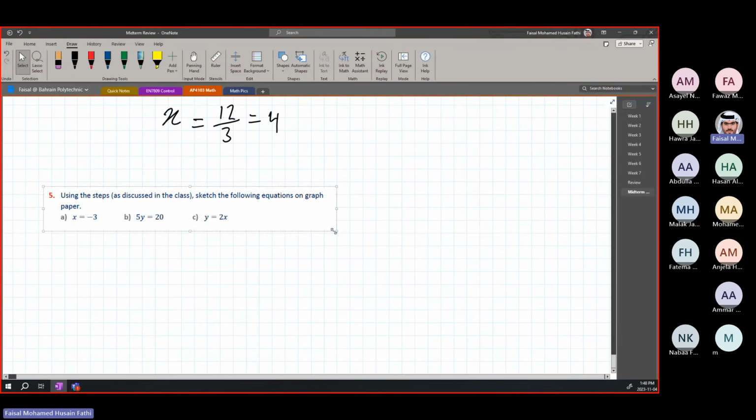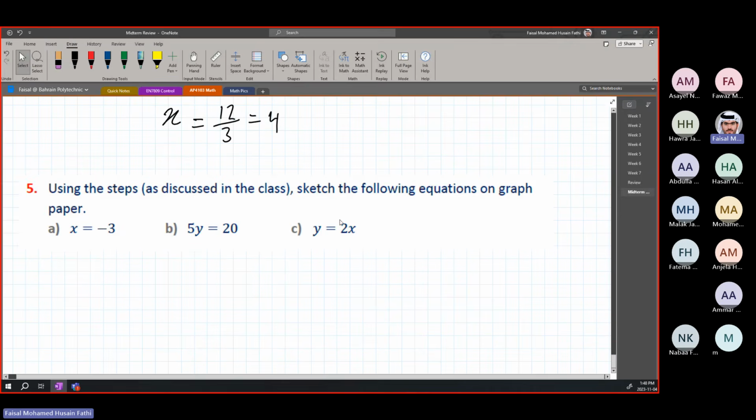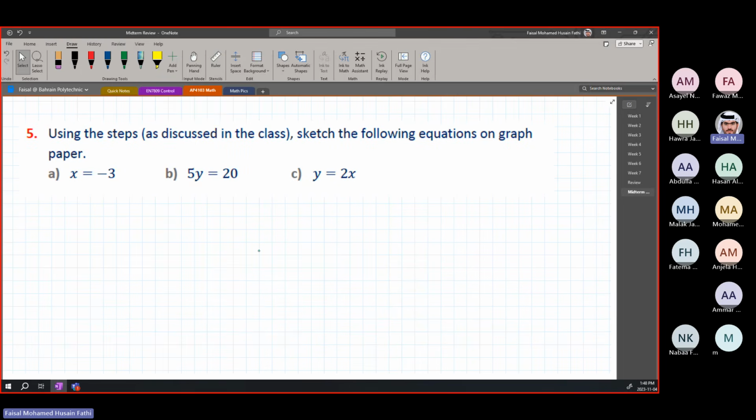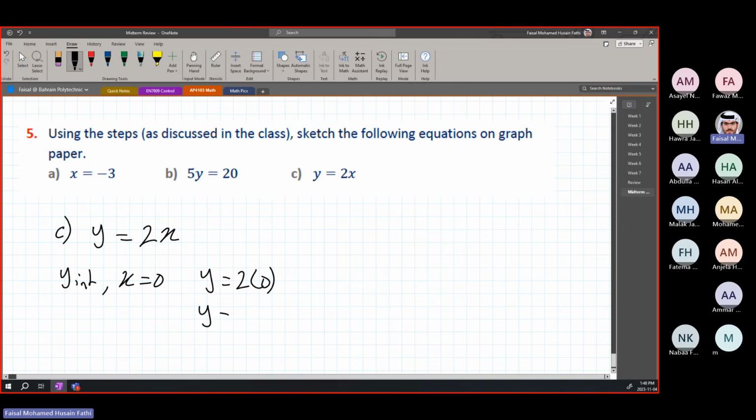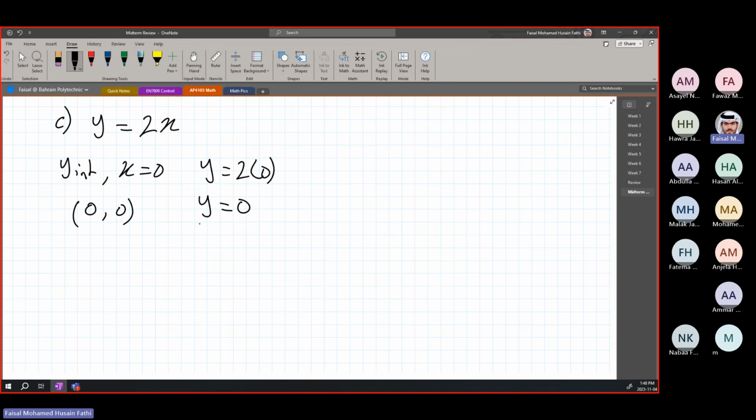Just put this here. If you notice here, first we will start with C and then I'll work my way back. For part C, y is equal to 2x. When you find the x-intercept or y-intercept here, meaning x equals 0, you find that y is equal to 2 times 0, which is 0. So already our first point is 0, 0. If we did the x-intercept, it's the same thing, because we're going to say y is equal to 0, when y equals 0, x equals 0.